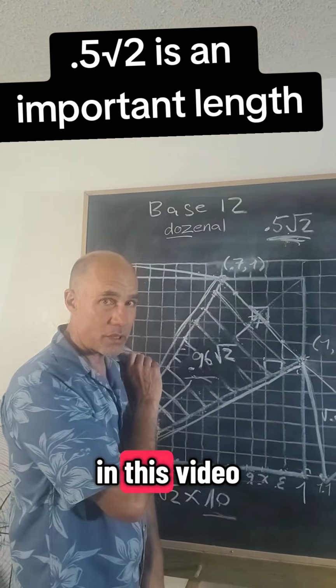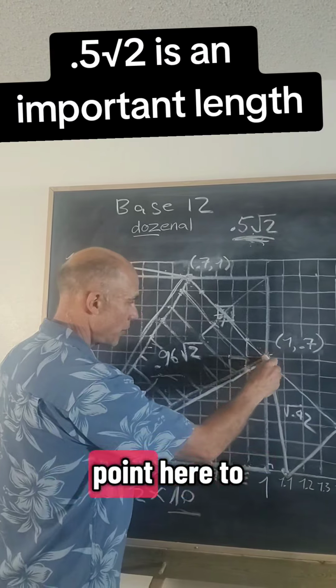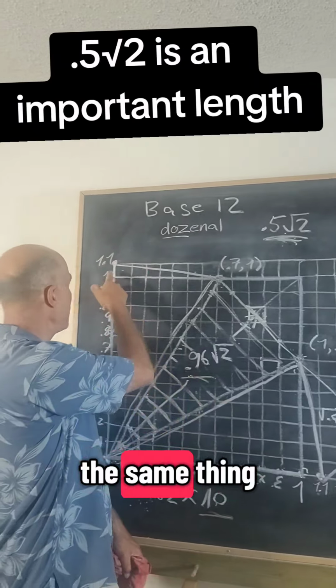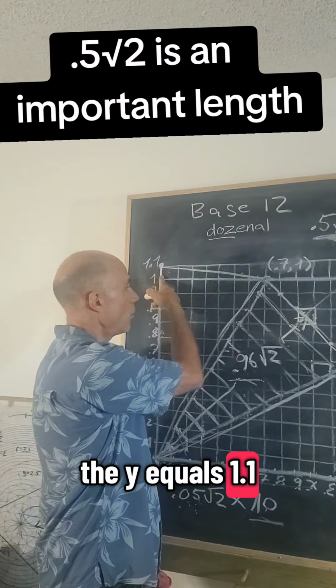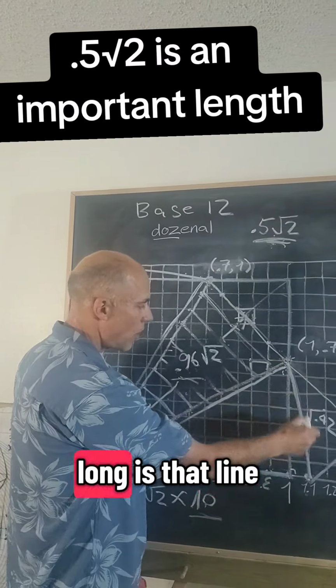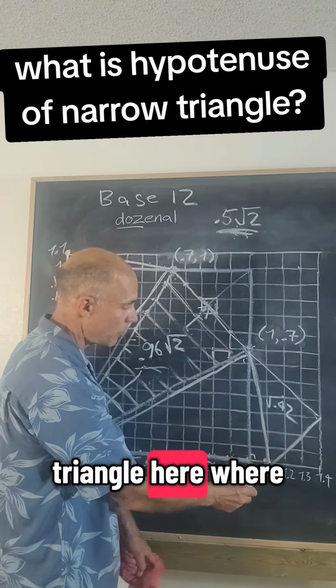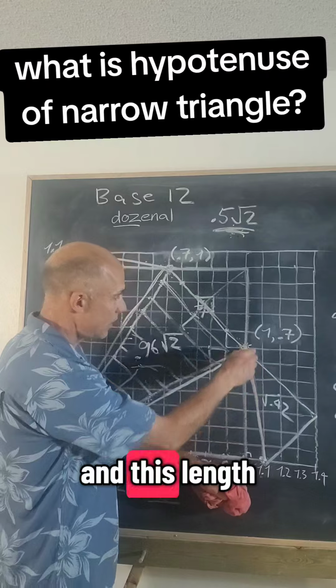So what we're doing in this video is connecting this point here to 1 down here where the x equals 1.1, and the same thing up here where the y equals 1.1. So we want to figure out how long is that line. So we've created a long, narrow rectangle here where this length is 0.1 and this length is 0.7.